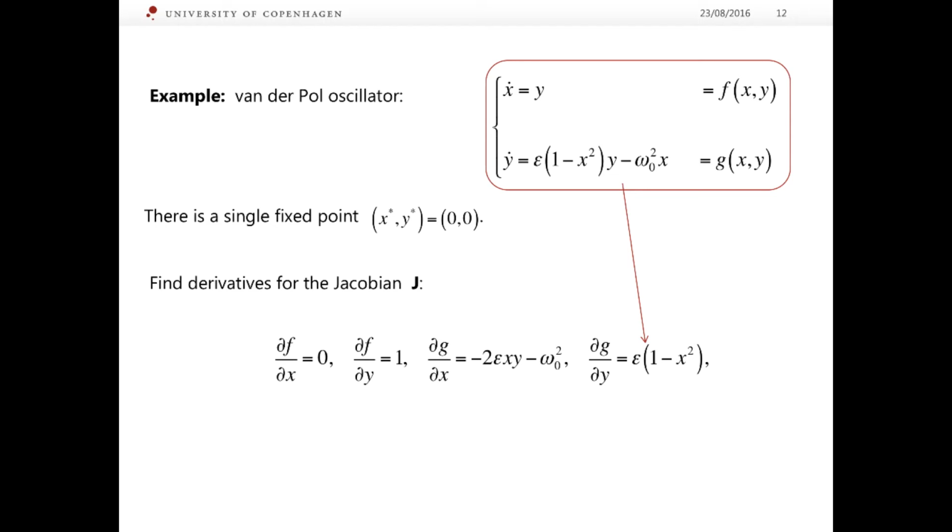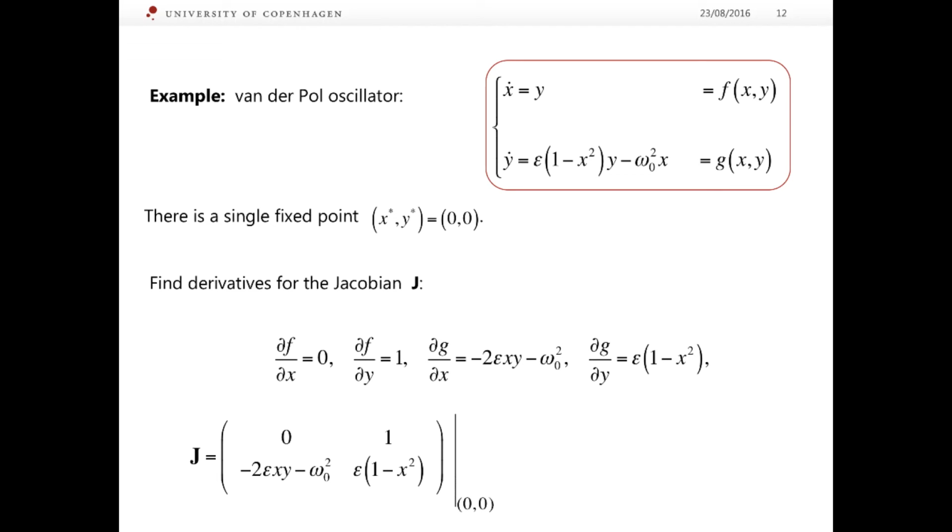The second term in g does not depend on y at all, so its derivative is 0, and only the first term depends on y. And if we differentiate it, we obtain epsilon multiplied by the bracket 1 minus x squared. These derivatives allow us to form the Jacobian matrix as follows, in which we substitute the values of these derivatives into their positions.